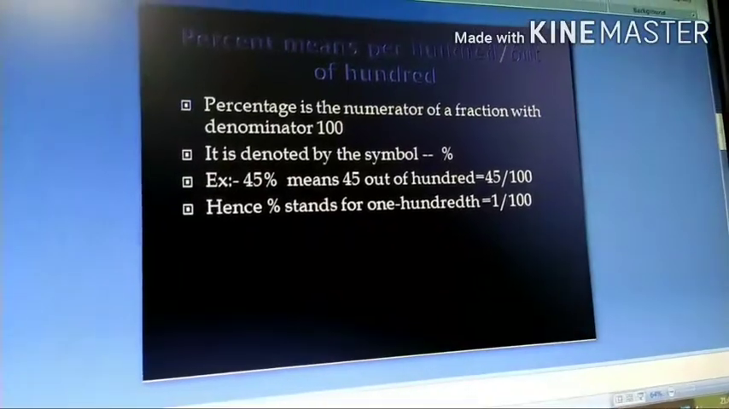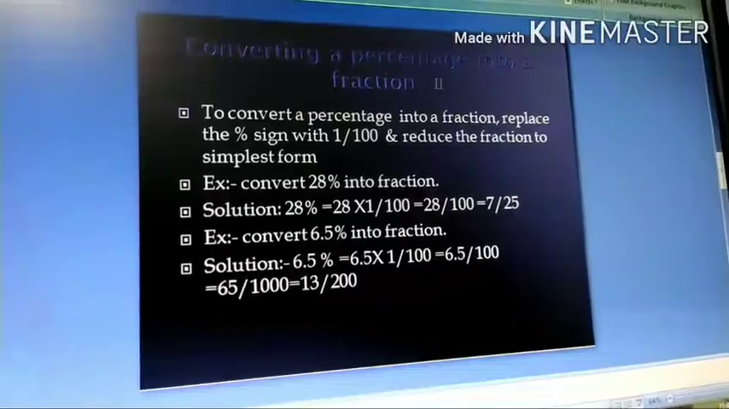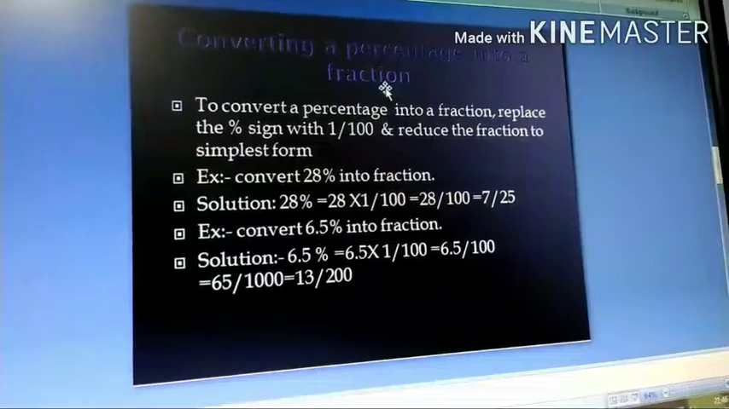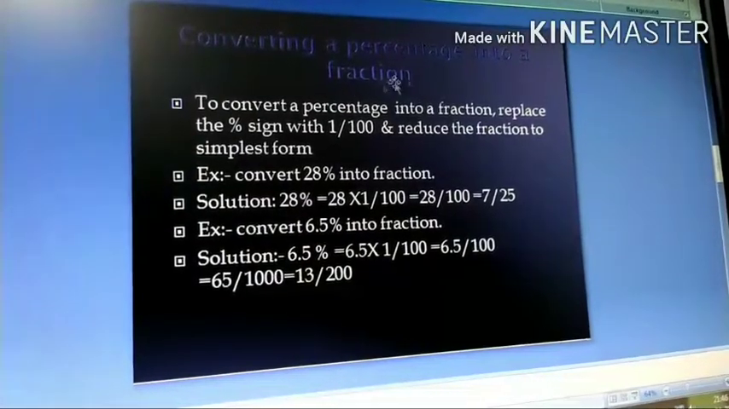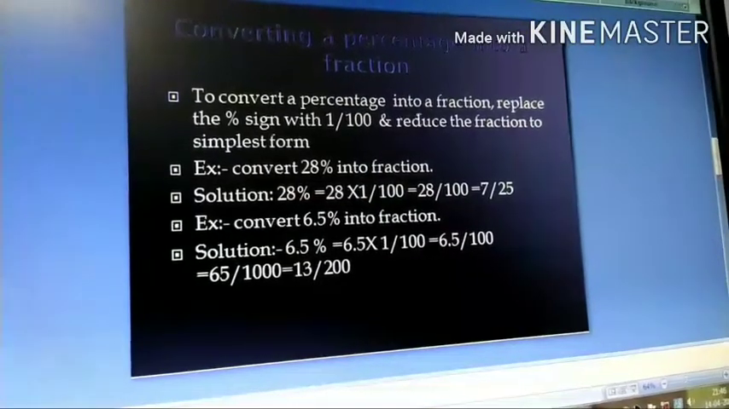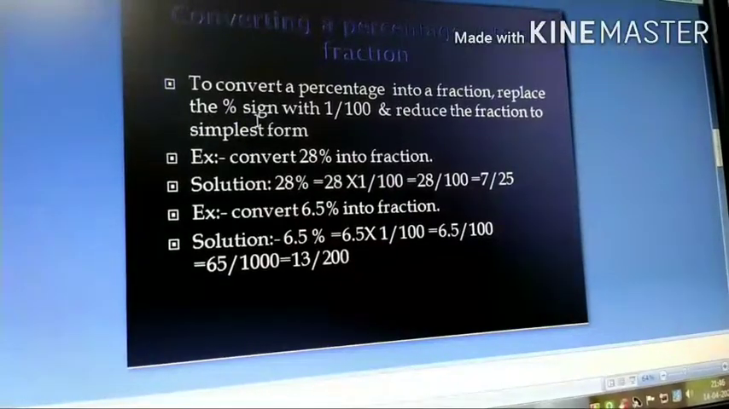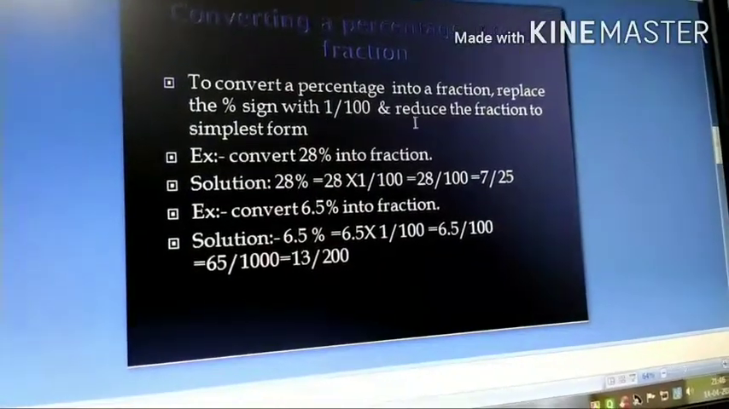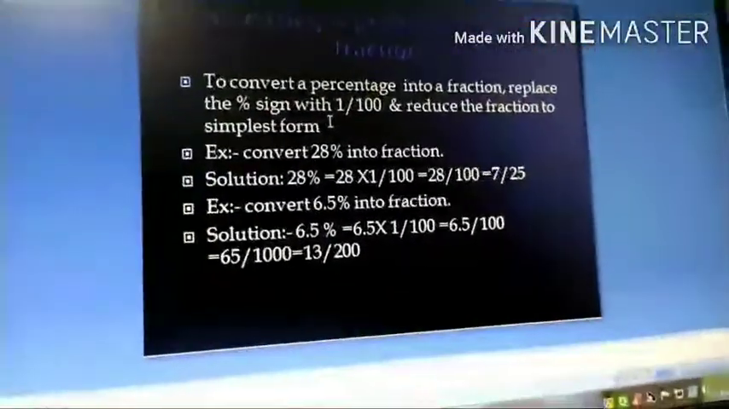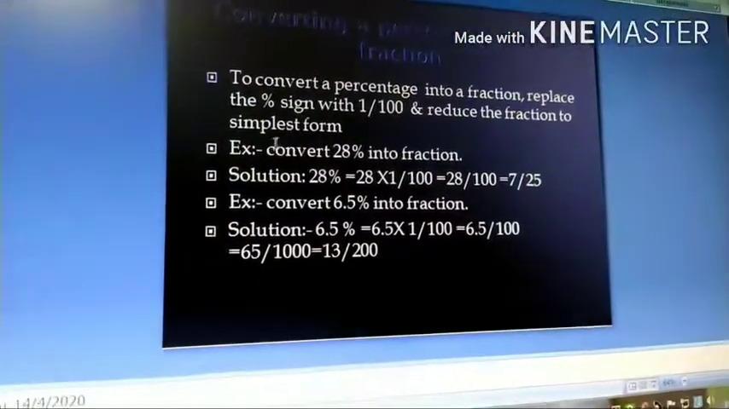Okay? Now, we discuss converting a percentage into a fraction. What is the process or method to convert a percentage into a fraction? It's very simple. To convert a percentage into a fraction, just replace the percentage sign with 1 by 100 and reduce the fraction to simplest form. We can illustrate it with the help of this example.